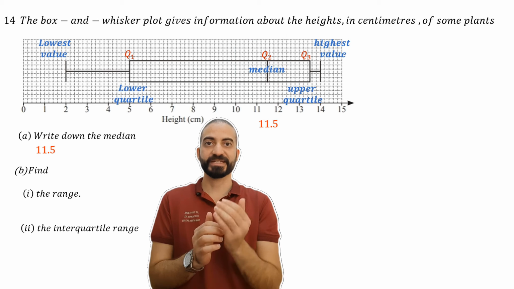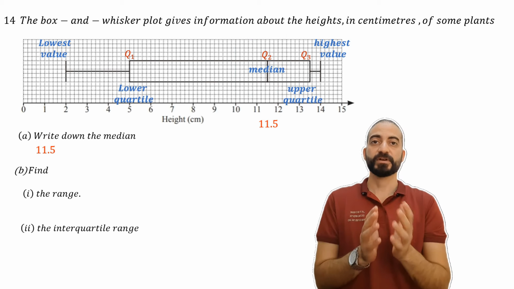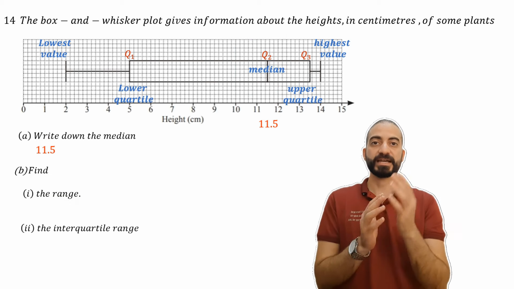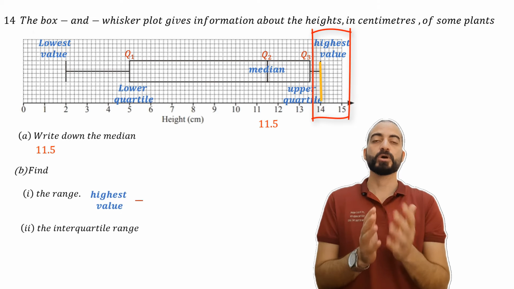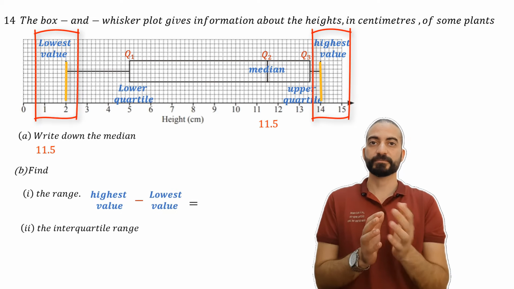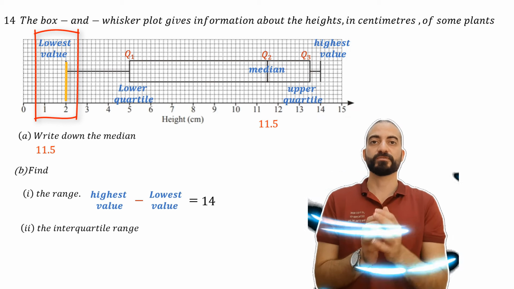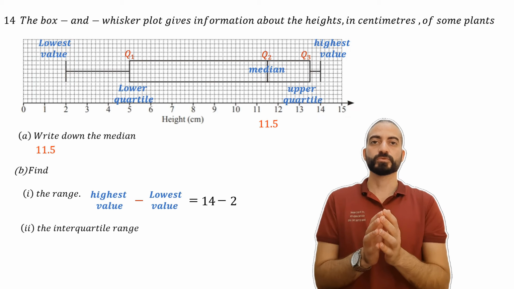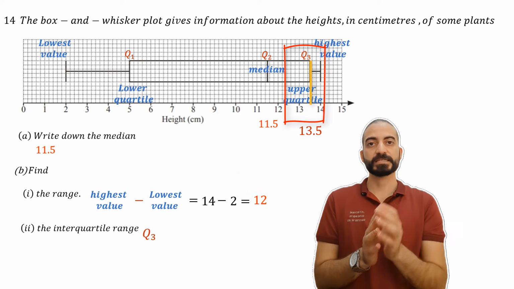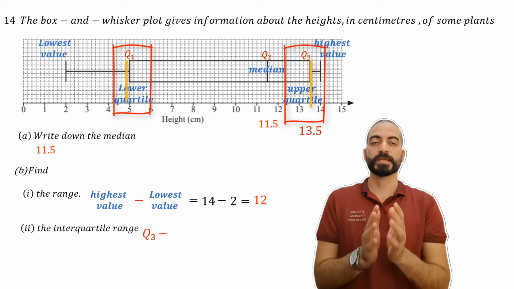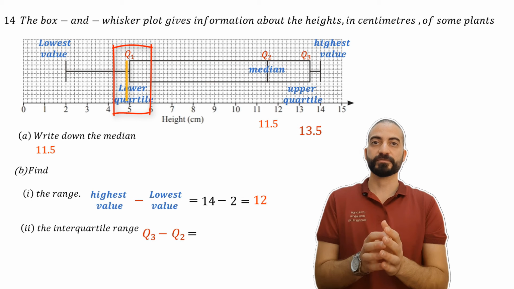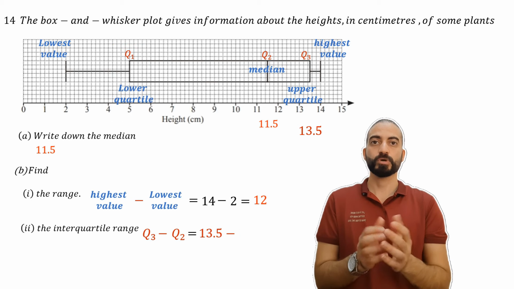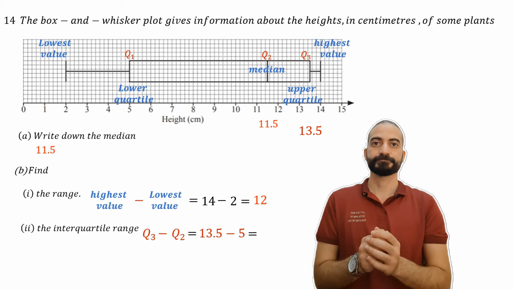We now move to part B, I. Find the range. The range is highest value minus lowest value, equal 14 minus 2, equal 12. We now move to here. Find the interquartile range. The interquartile range is upper quartile minus lower quartile, equal 13.5 minus 5, equal 8.5.